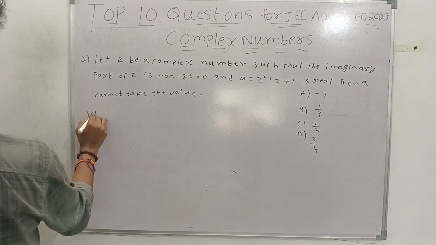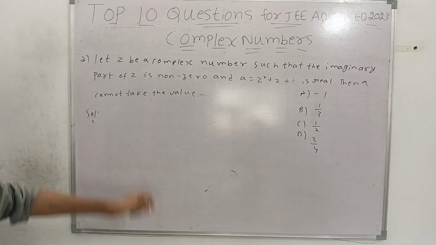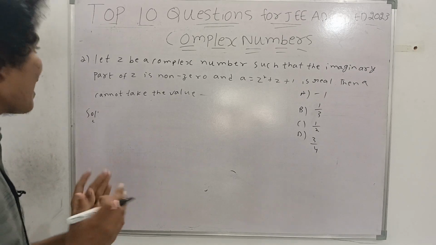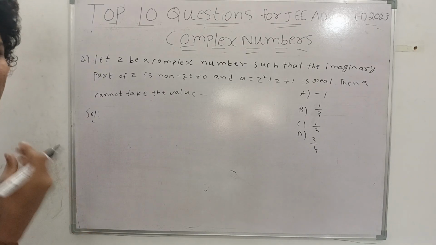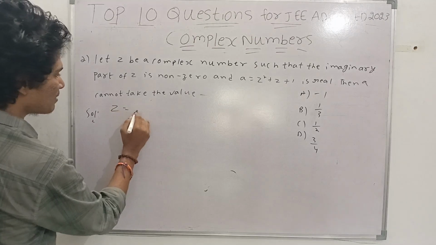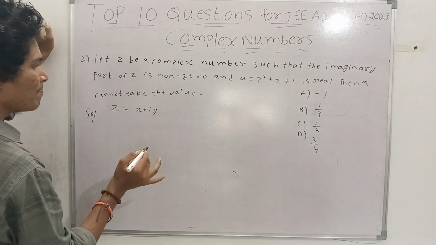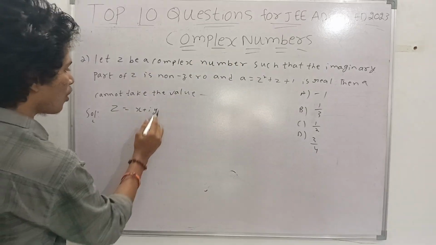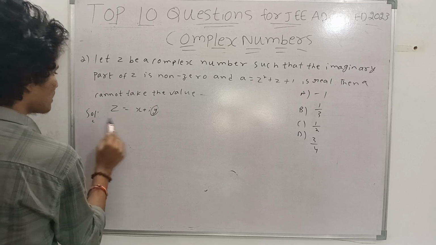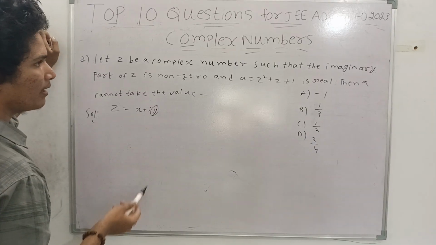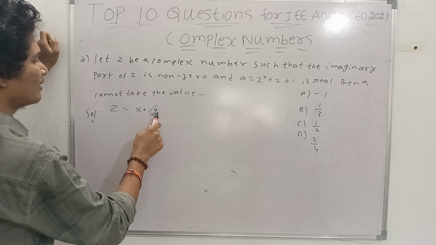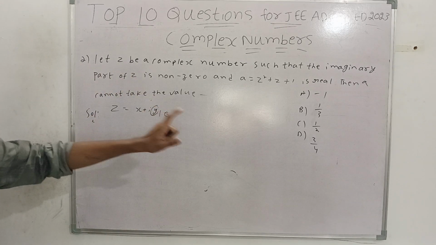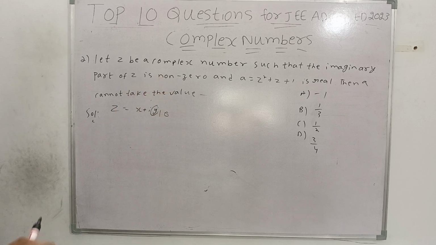So if you observe carefully, what they are asking, let Z be a complex number. They are saying that this Z is a complex number such that the imaginary part of Z is non-zero. What does it imply? Suppose we take the complex number Z equal to x plus iy. They are saying that the imaginary part of this complex number is non-zero, so it is not equal to 0.